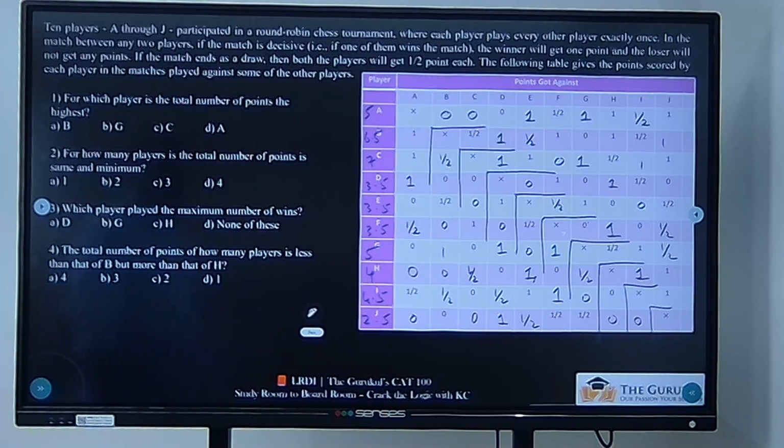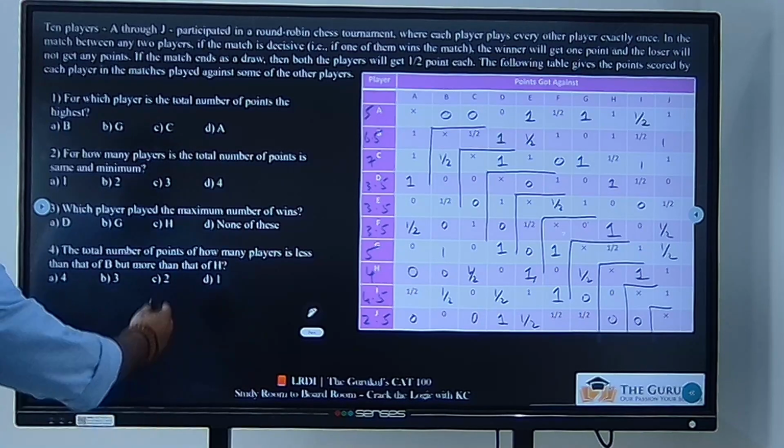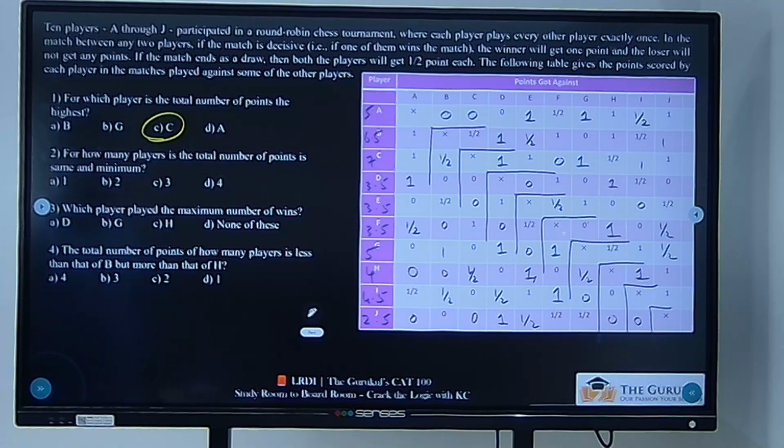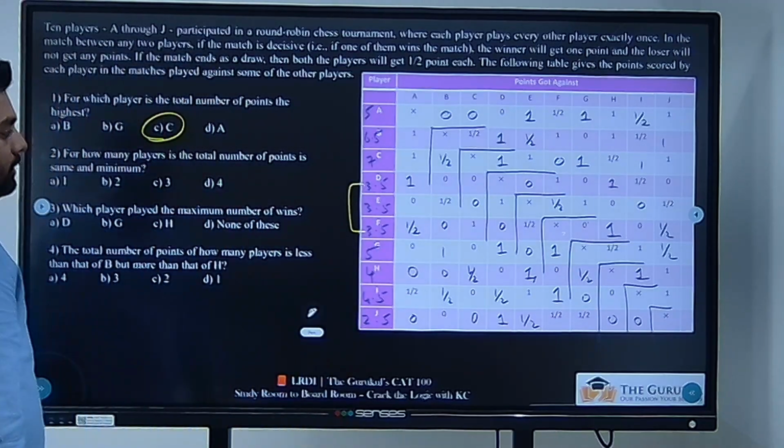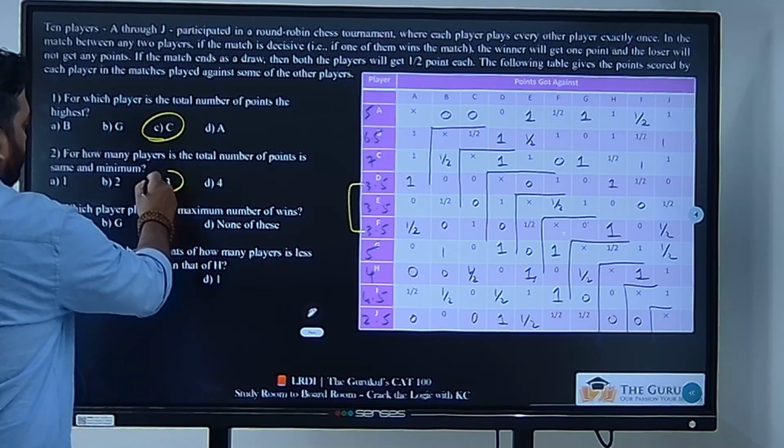Clear? Next. Now let's look at the questions. For which player is the total number of points highest? Total number of points is highest for C, which is 7 points. For how many players is the total number of points same and minimum? So same and minimum is happening for 3 people, that is D, E and F. Option C.